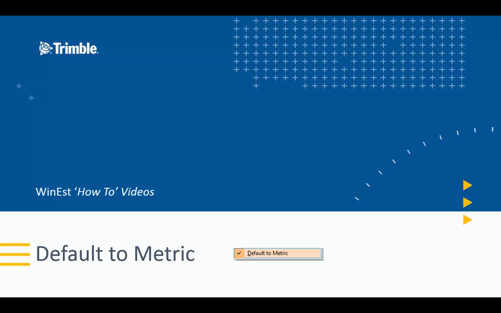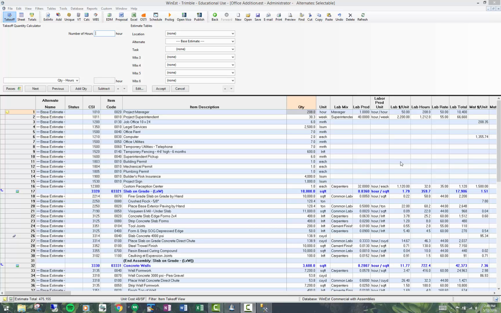This topic is called default to metric. The topic itself is very simple. Instead of doing takeoff in imperial or US customary units, the takeoff would automatically be in metric. But I'd like to expand on it a little bit more.